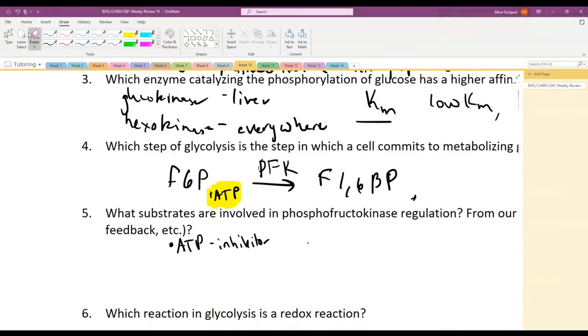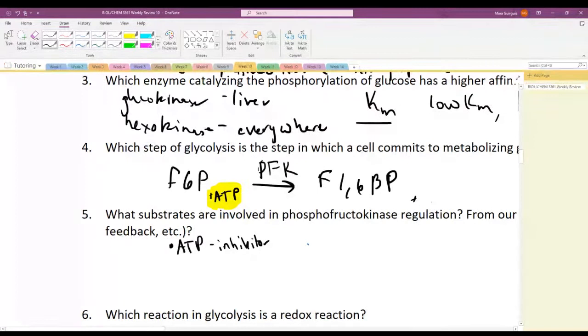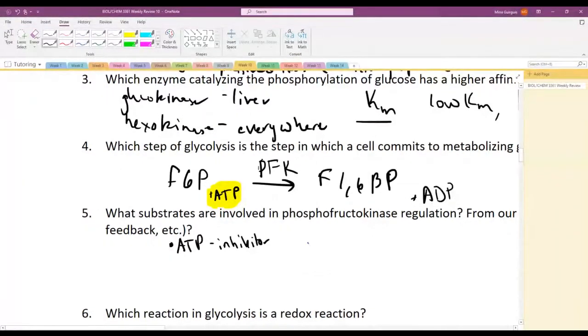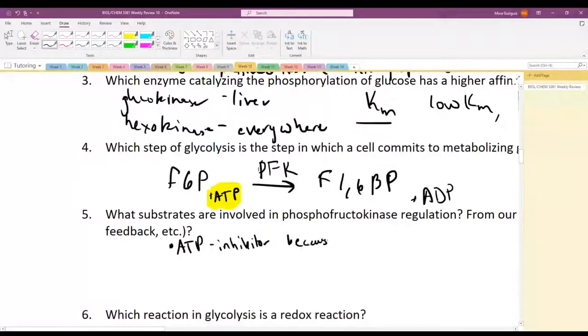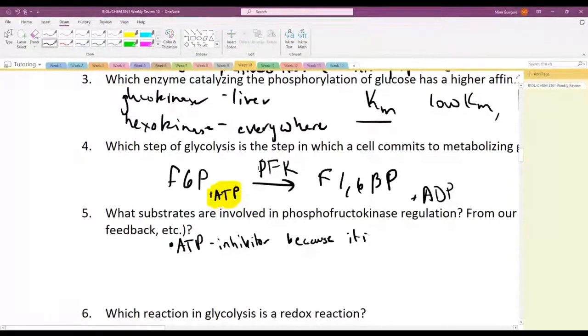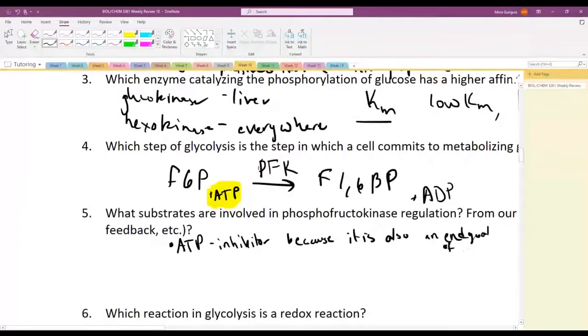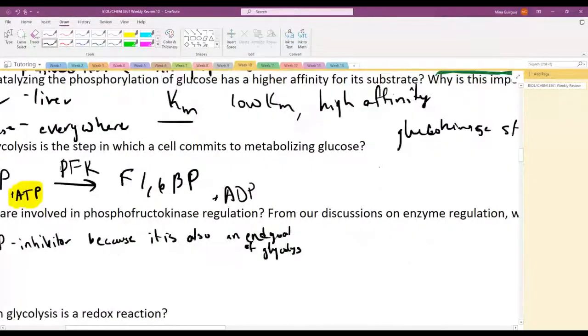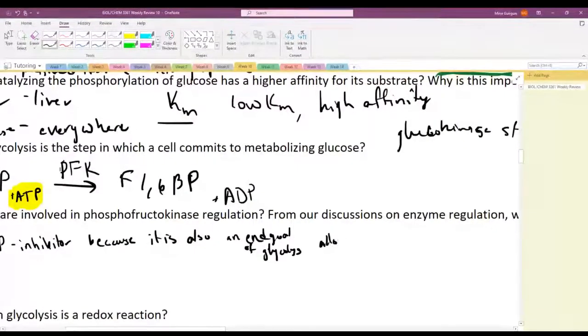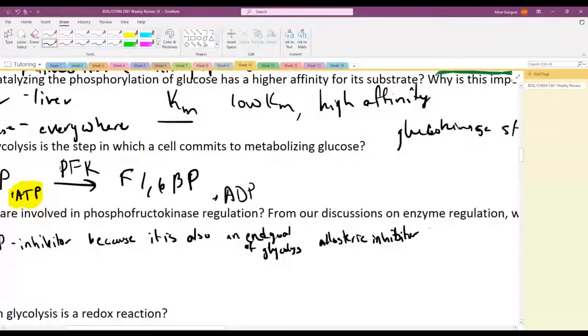Sorry, I just realized that does not look distinctively like ADP. There we go. So it's an inhibitor because it is also an end goal of glycolysis. That makes it an allosteric inhibitor.